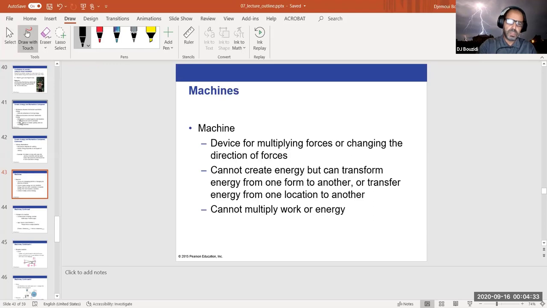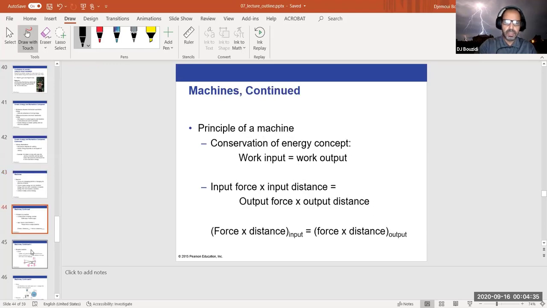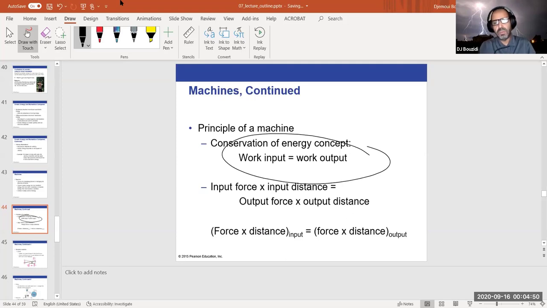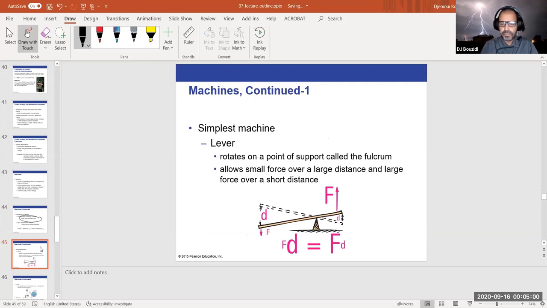In this case, the work input, that answers the question that was in the beginning. The input work must be equal to the output work. This is the best case scenario, by the way. In typical situations, the work output is usually less than the work input because of losses in the system. So again, this is the load. This is what you want to lift. An elephant, for example, okay? This is the effort.